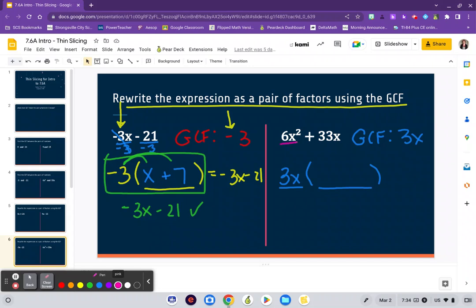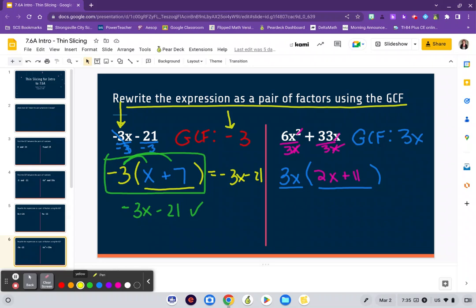Now, I said that you can always divide each term by this GCF if it's hard for you to see what the result would be in my parentheses. All right, so 6 divided by 3 is 2. And if I divide one of these x's out, I still have an x left over. 33 divided by 3 is 11. And if I divide these x's out, there are no x's left over.